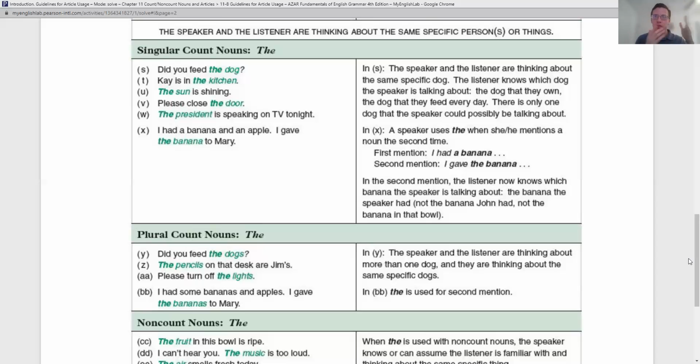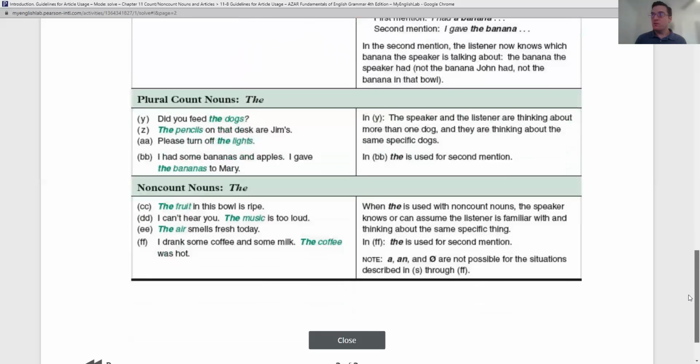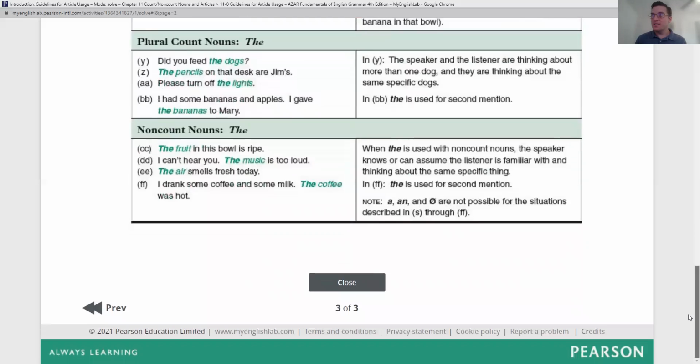I'm going to the library, right? Not some library somewhere in another town, the library that's in our town. That's the library. I'm going there. So we're talking about a specific place, a specific thing. The dog. If it's singular or plural. So if it's a plural noun, I can still use "the."